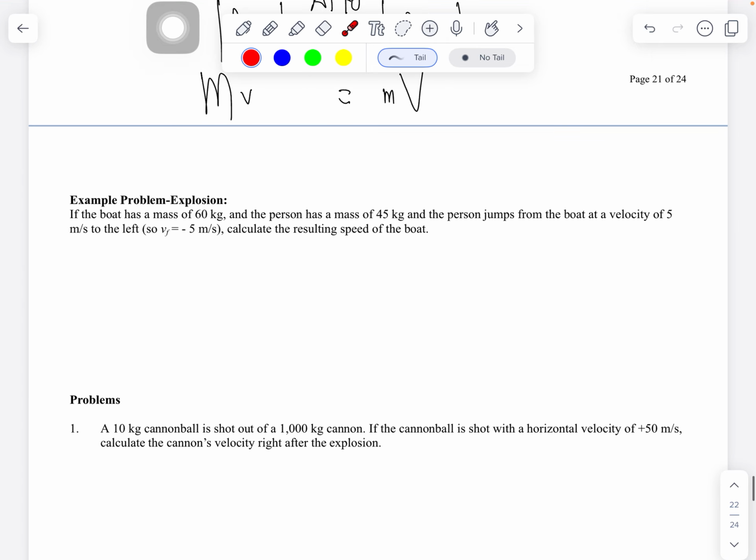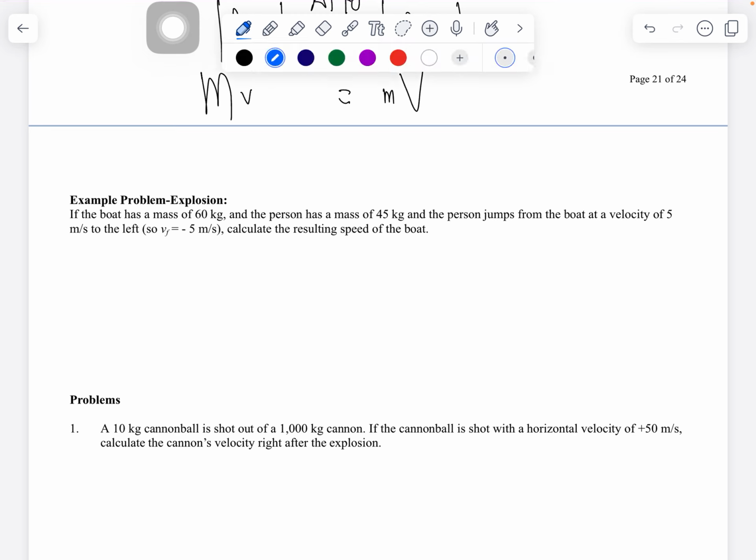This is an explosion problem, so we know we're going to use our explosion equation. The boat has a mass of 60 kilograms. The person has a mass of 45 kilograms. The person jumps from the boat at a velocity of 5 meters per second to the left. Calculate the resulting speed of the boat.